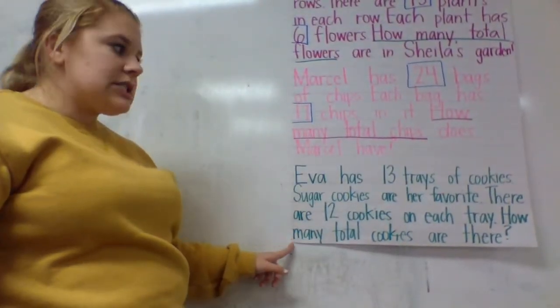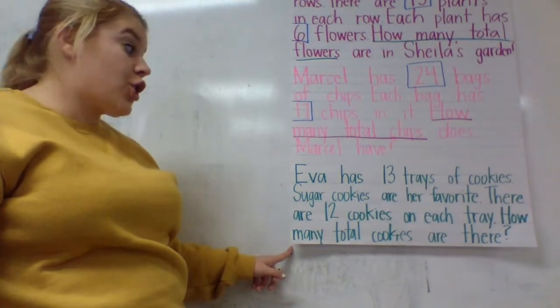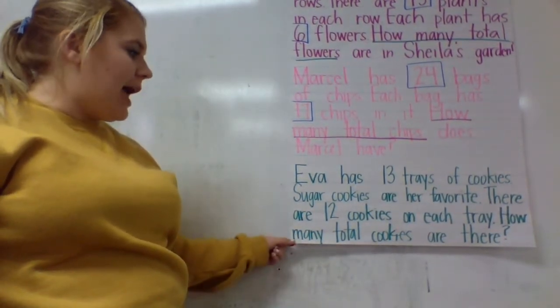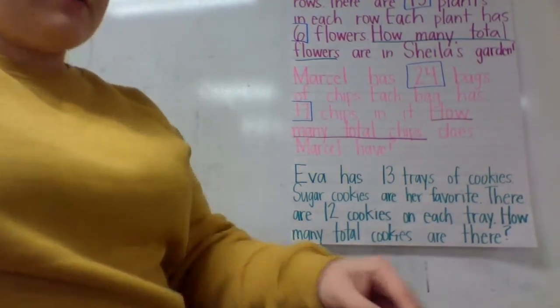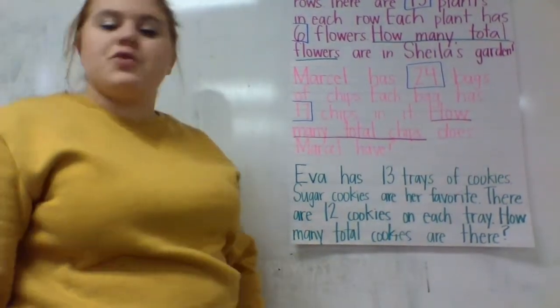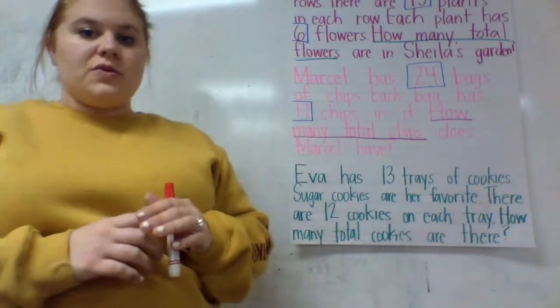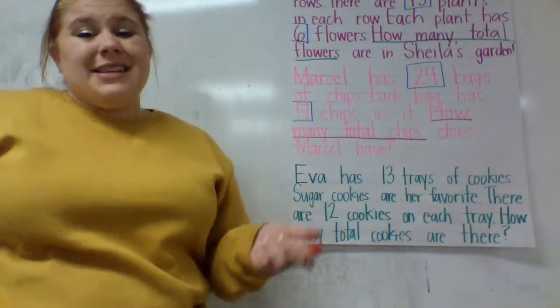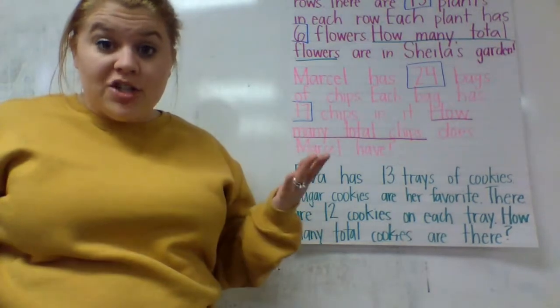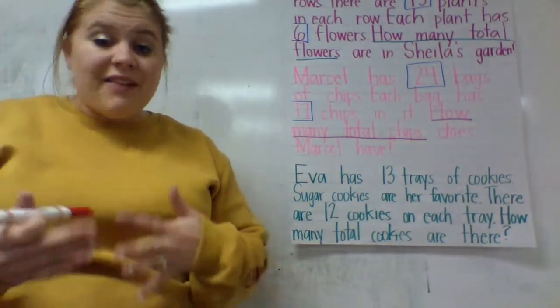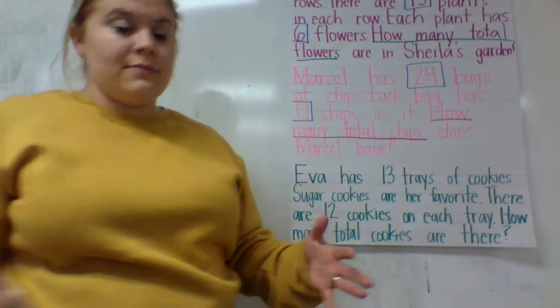Eva has 13 trays of cookies. Sugar cookies are her favorite. There are 12 cookies on each tray. How many total cookies are there? Is there any information there that we just really don't need, that they've put in there because they've tried to give us more information and tried to confuse us? Is it important? I mean, I'm happy for Eva that she likes sugar cookies, but does the fact that sugar cookies are Eva's favorite have anything to do with the math we're doing?